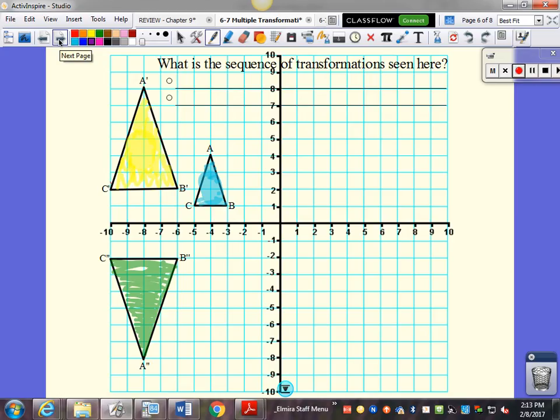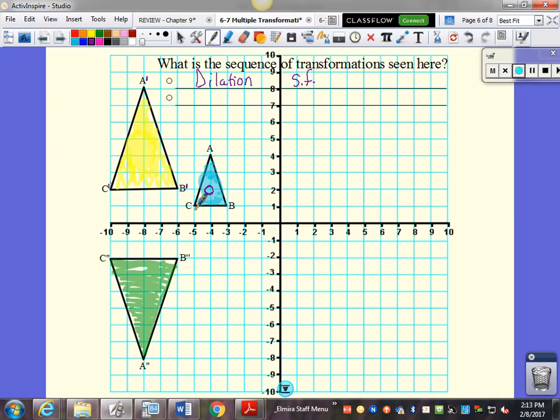All right, what is the sequence of transformations shown here? Well, the littlest triangle right here is the one that has no primes. That's my starting point. And the yellow triangle is the one that has the single primes. Well, that got bigger. Getting bigger is dilation. But it's not enough to say dilation anymore. We also have to say what the scale factor is.